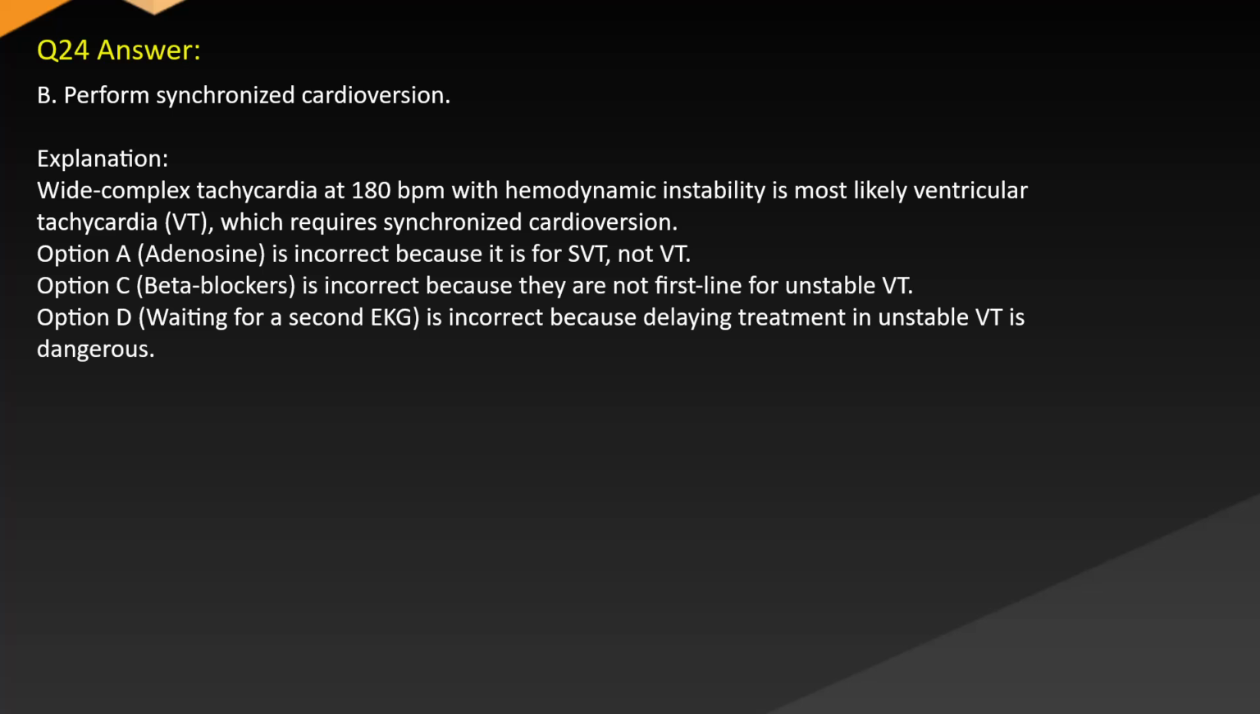Answer: B. Perform synchronized cardioversion. Explanation: a wide complex tachycardia at 180 BPM with hemodynamic instability is most likely ventricular tachycardia (VT), which requires synchronized cardioversion. Option A, adenosine, is incorrect because it is for SVT, not VT. Option C, beta blockers, is incorrect because they are not first line for unstable VT. Option D, waiting for a second EKG, is incorrect because delaying treatment in unstable VT is dangerous.